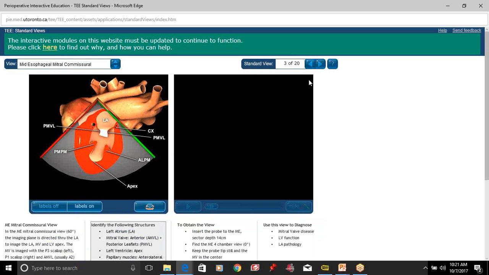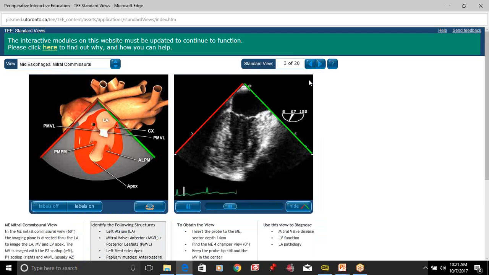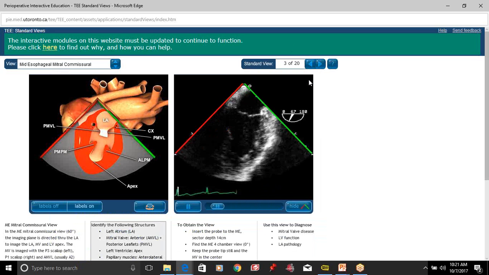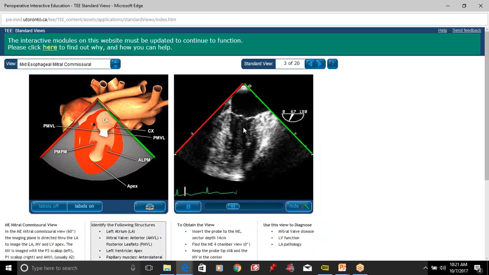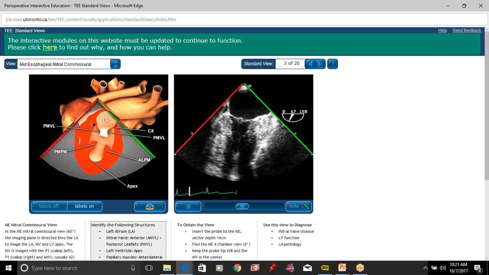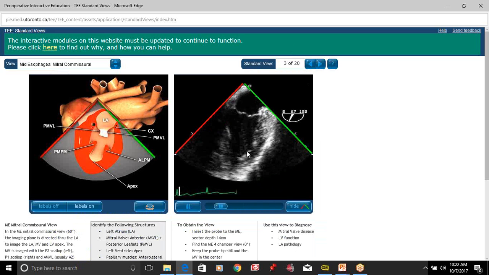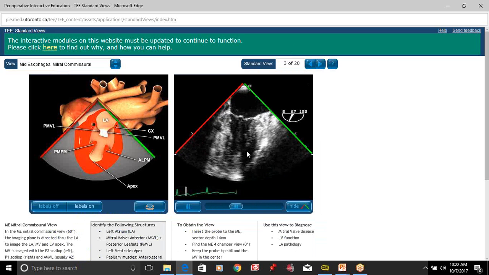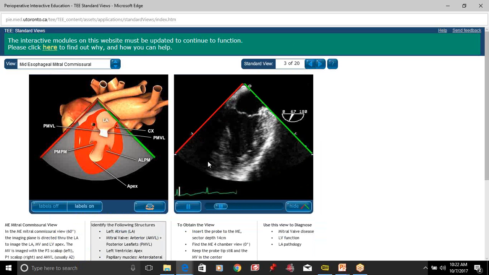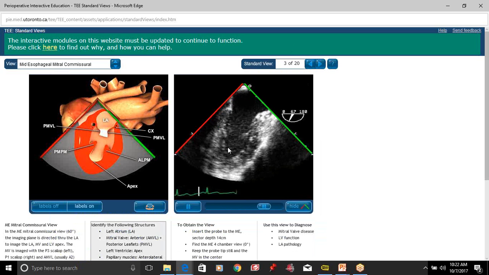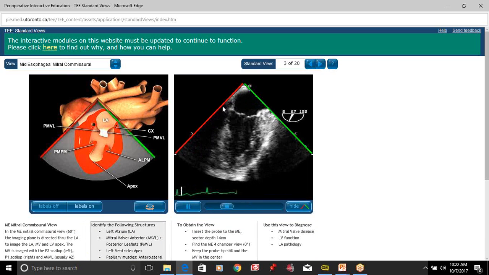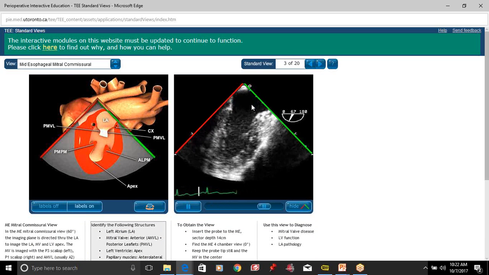All right, so this is number 3. It's still mid-esophageal. This is what we call the mitral commissural view. So you're not seeing much of the left atrial appendage. What you're seeing is the anterior wall and the anterior lateral papillary muscle coming off right there. And this is your inferior wall, so your posterior medial papillary muscle comes off right there. So this is going to be your anterior mitral leaflet, posterior left atrium. This is at 67 degrees.